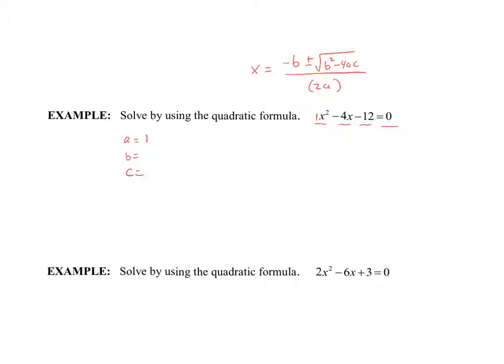So our a value is 1. Our b value, again, I'm going to take b out with its sign. So my b value is -4. And my c value, again, same thing with the sign, is -12. Okay, so now I'm ready to go ahead and plug into the formula.